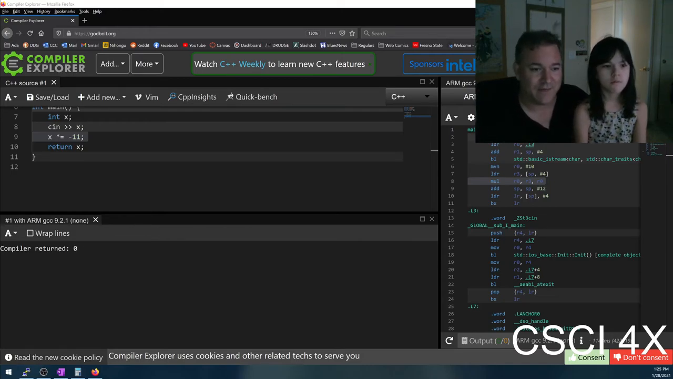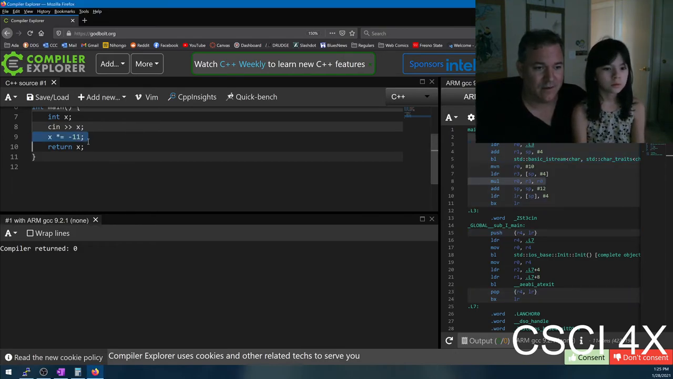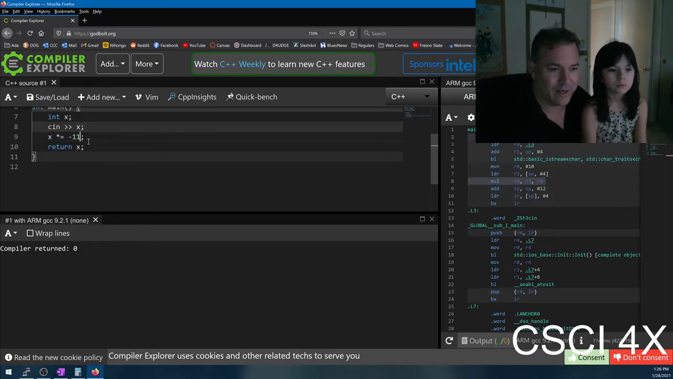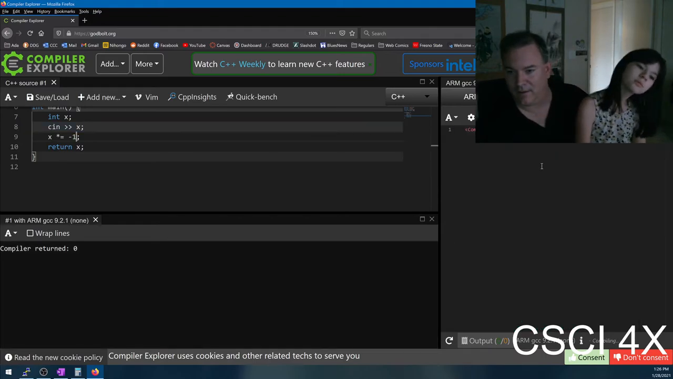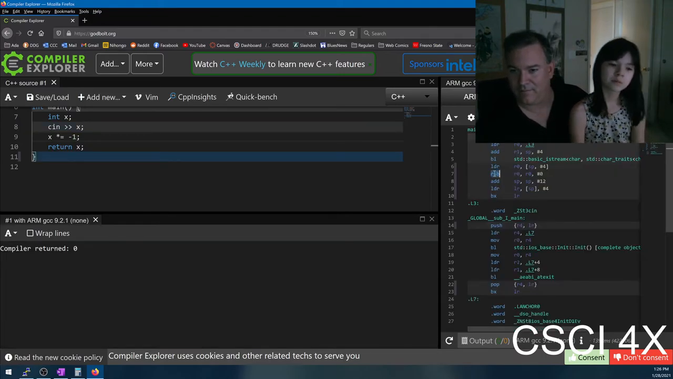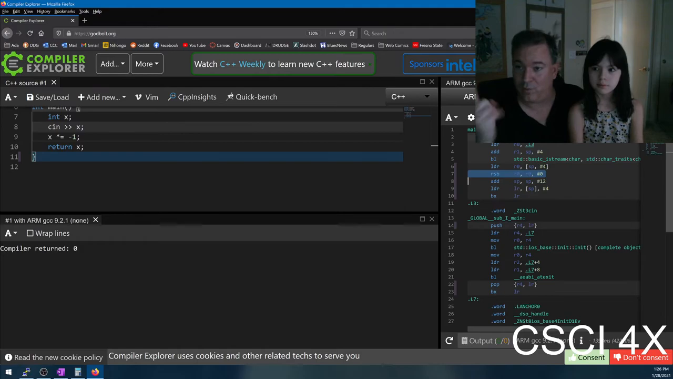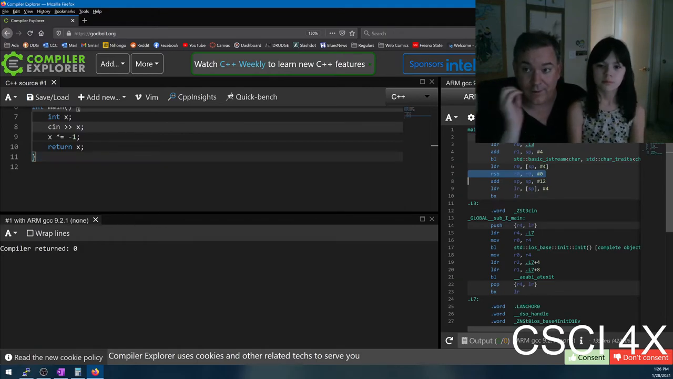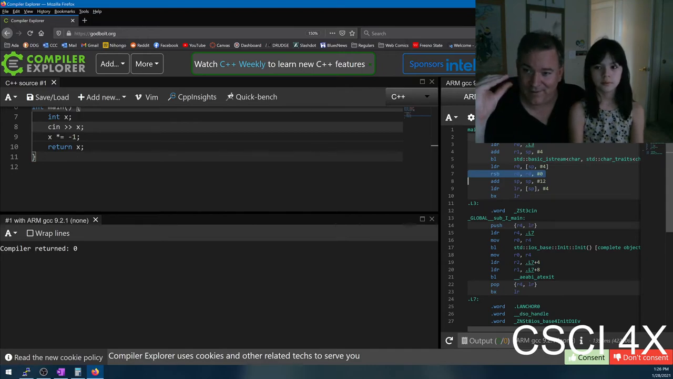Like if I were to make this negative one, right, this should turn into a reverse subtract, right? Right here. Yeah, see? It'll do that one because that was a one-to-one substitution. The multiply becomes a reverse subtract. So it'll do it if it doesn't make the code bigger.